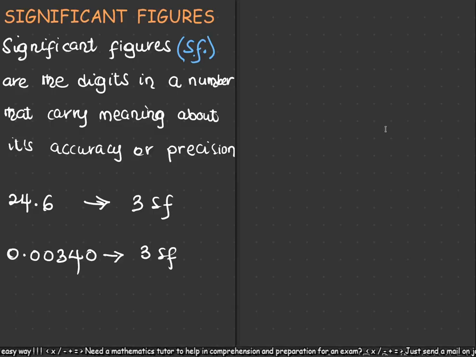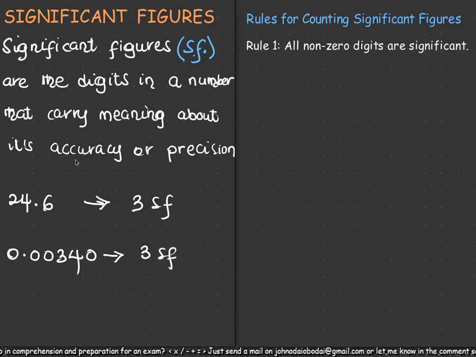So, ways we can identify or count significant figures. To do this, there are some rules we need to follow, and I'll take you through these rules with adequate examples. So let's look into the rules. The first rule we'll be considering is what you have over here, and it says all non-zero digits are significant.